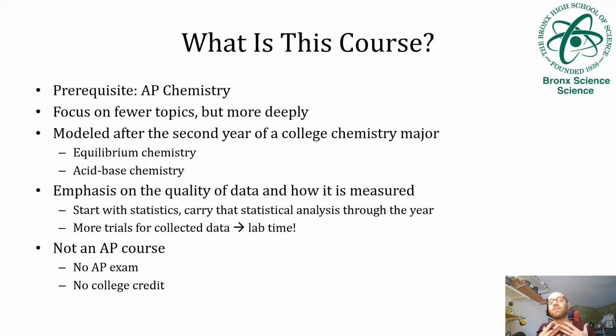Specifically, we start with statistics. The statistics that we build are carried throughout the year. It's expected that you are performing statistical analyses on the labs that you do starting in September. Typically, to get an average, you need at least 2 trials. To get a standard deviation, it's suggested to get at least 3 trials. So you need more time in the lab. If you're interested in getting lab exposure, lab time, this is a good course for you. With that additional time, it is expected that you come up with additional product.